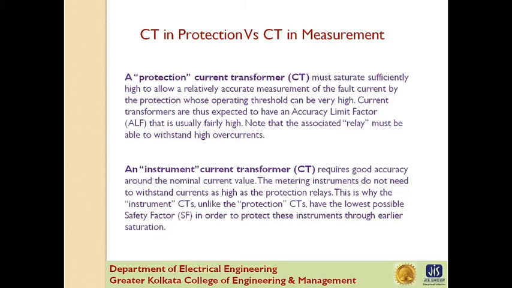An instrument current transformer requires good accuracy around the nominal current value. The metering instruments do not need to withstand current as high as the protection relays. This is why the instrument CTs, unlike the protection CTs, have the lowest possible safety factor in order to protect this instrument through early saturation.